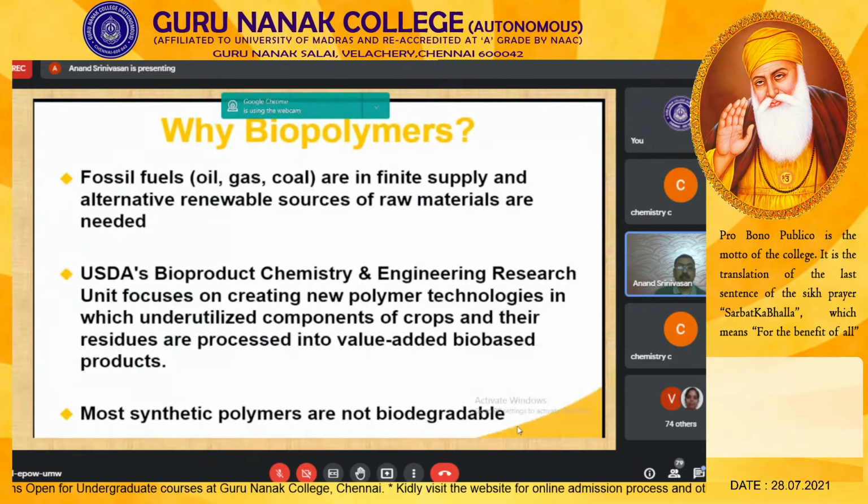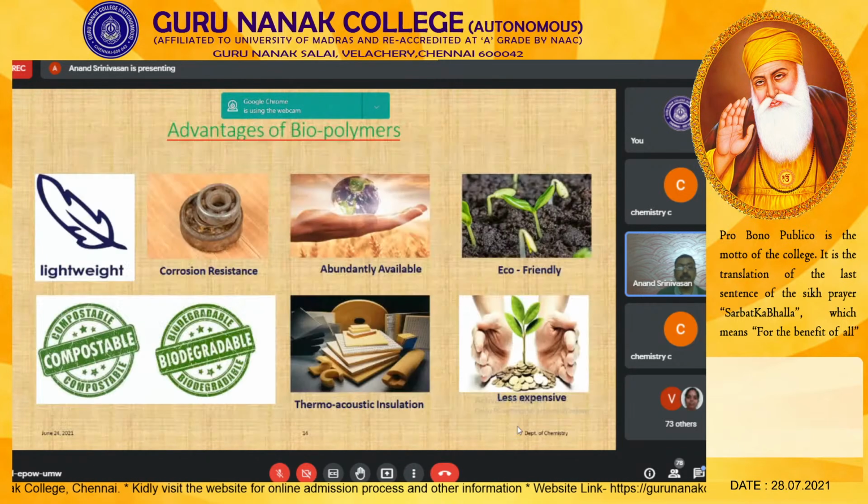So USDA's byproduct chemistry engineering research focuses on creating new polymer technologies. This technology is already realized by US companies. As I told you, one of the companies, Walmart, has started developing a lot of products. In fact, the European Union also has started plenty of bio-based products for consumer application, engineering application, and specialty application as well. And the reason is, most synthetic polymers are not biodegradable. So that is the reason why these biopolymers become inevitable.